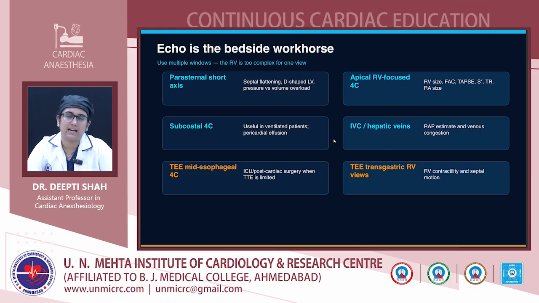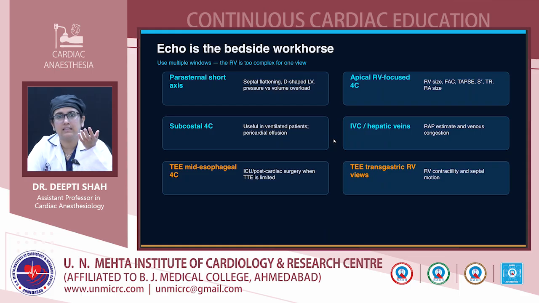So any constraint that is offering any increased resistance to RV emptying, or we can also see the IVC and hepatic vein. We can see the diameters of these venous systems, which would help us in telling whether the patient is suffering from congestion, whether it is chronic or acute. If the RA is dilated in our transthoracic echo imaging, it might point towards this being a chronic problem.